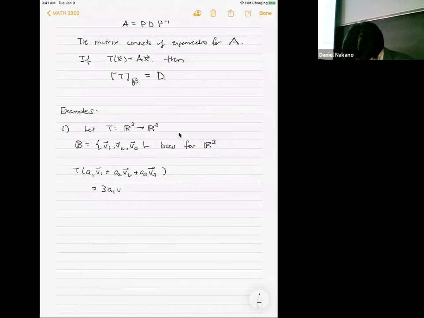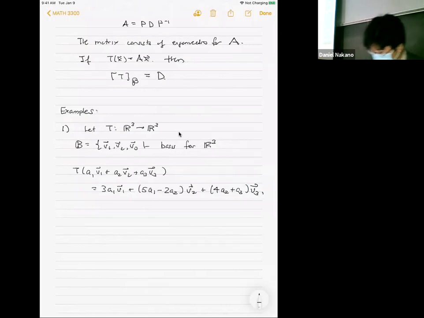3A1 V1 plus (5A1 minus 2A2) V2 plus (4A2 plus A3) V3. Okay, so this is how the linear transformation is defined.